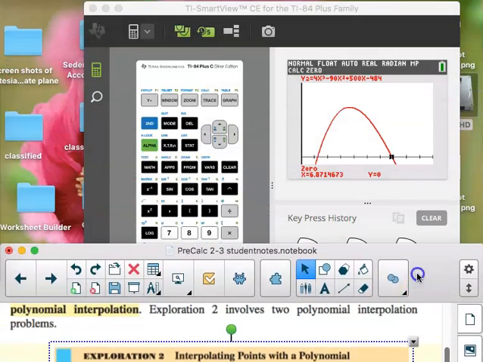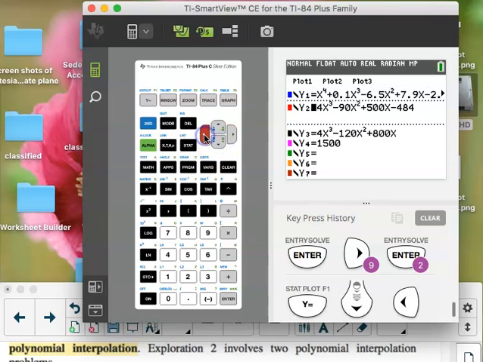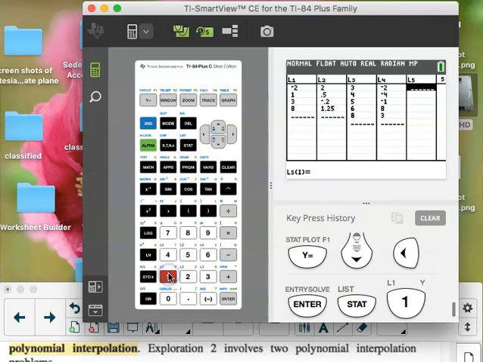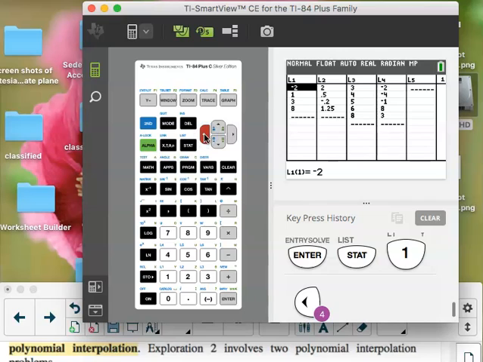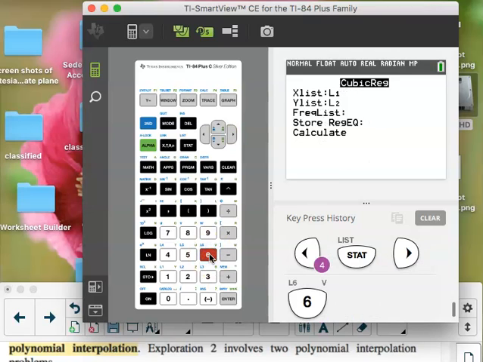So I'm going to turn this one off, and we'll go into stats and edit. And then you can see that I have the numbers from that first example of the interpolation already in, in list 1 and list 2. So now I'm going to let the calculator find that for me. Stats, calculate, and I want cubic regression number 6. And I do want it to use my first and second lists. I don't need it to store or anything like that. I just want to find it.